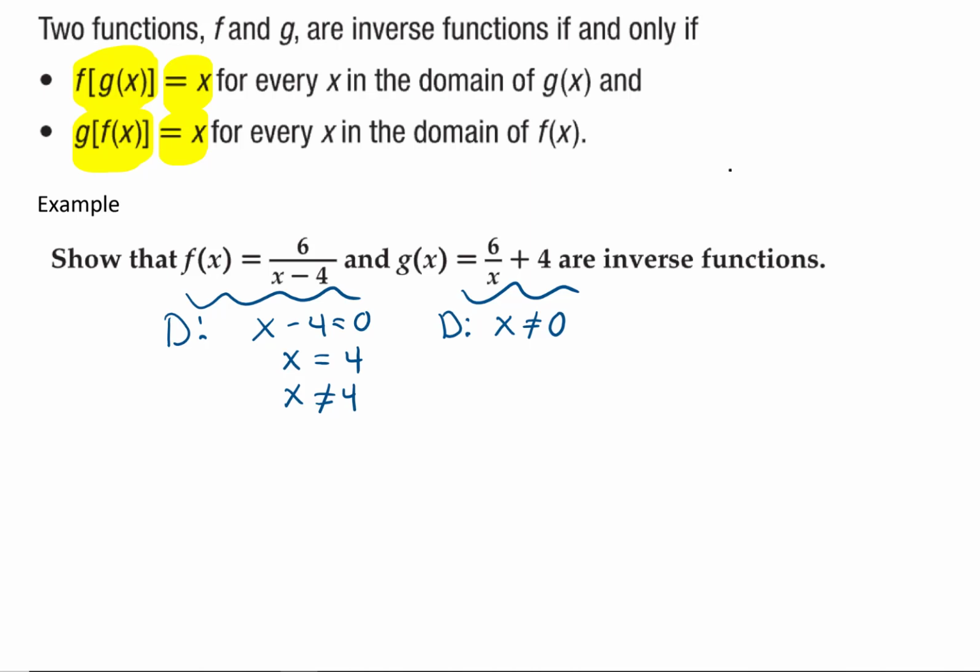So it says show that f of x, which is equal to 6 over x minus 4, and g of x, which is equal to 6 over x plus 4, are inverses. So I'm going to start by putting g inside of f. The first thing I'm going to do is replace g of x with the expression for g of x.